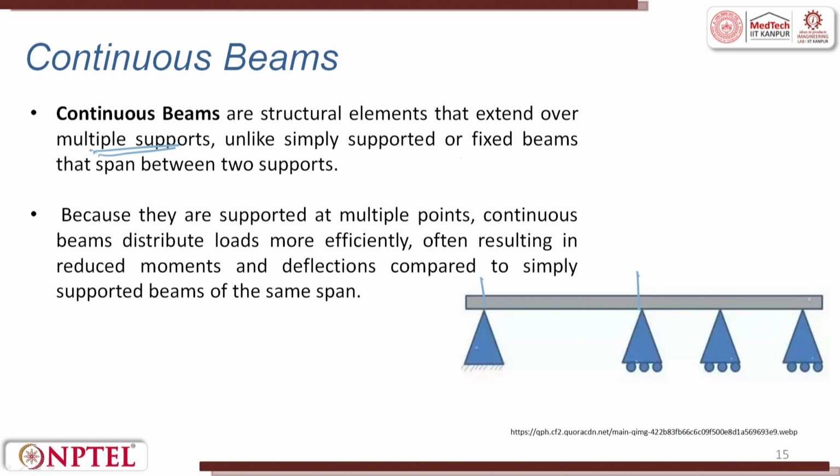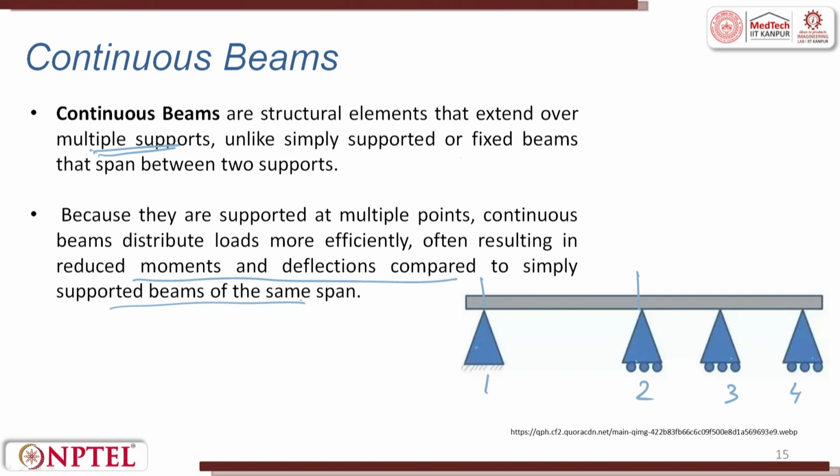When you have a long beam, we always try to support it at multiple places. So continuous beams are structural elements that extend over multiple supports. Because they are supported at multiple points 1, 2, 3, 4, a continuous beam distributes load more efficiently, often resulting in reduced moment and deflection as compared to simply supported and other cases. Natural, right?